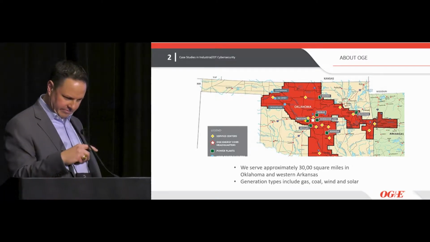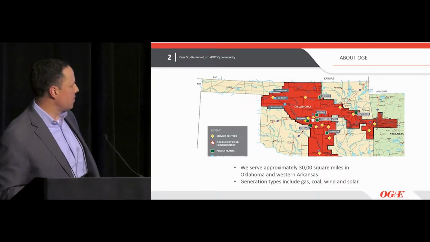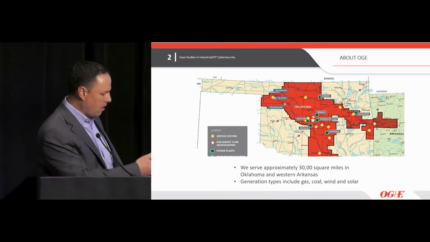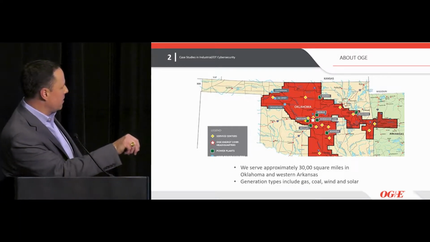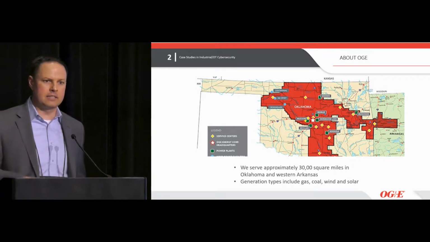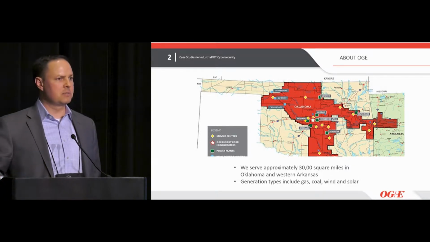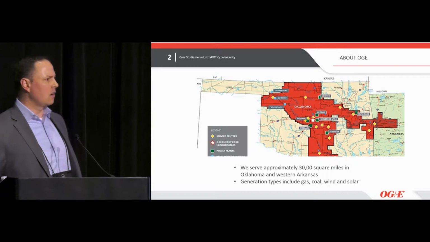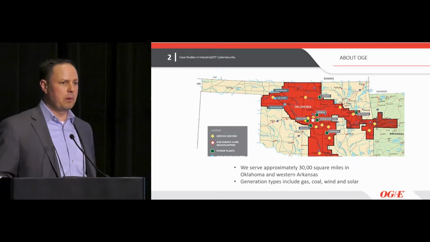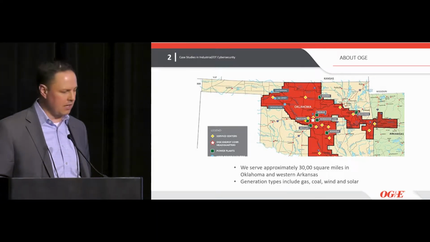I work for an investor-owned regulated utility in Oklahoma. Our service territory is here on the map. My discussion today is going to be about our need to develop some kind of near real-time monitoring in our control system environments. As a utility, our control system environments are in our power generation, our power transmission, and power distribution systems. That's really where we're trying to get to.